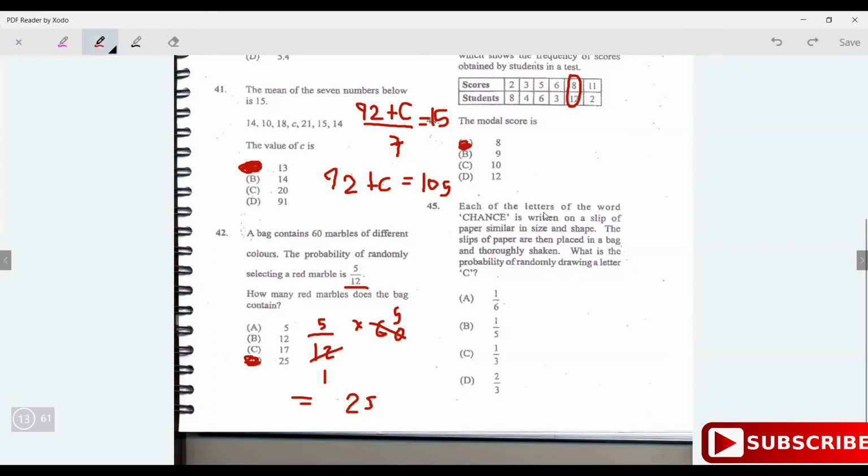And so each of the letters of the word chance is written on the slip, right? And so to draw the letter C, we have two C's in it, so it's 2 out of the total number of letters of the word chance, which is 1, 2, 3, 4, 5, 6. 2 out of 6 is 1/3. Easy question.